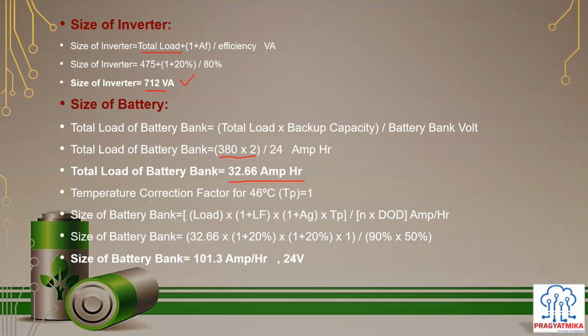The size of your battery bank will be load into 1 plus the loss factor, into 1 plus the aging factor, into the temperature correction factor. That would be divided by the efficiency into DOD. So putting all the values into this, the size of your battery bank comes to 101 Ah, 24 volt.